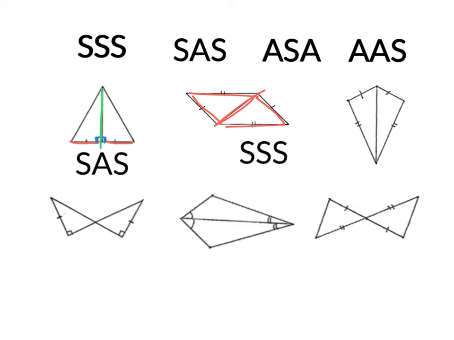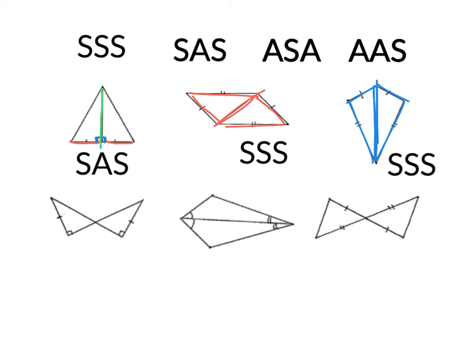In the third diagram, we're given that this pair of sides are equal to each other, and this pair of sides is congruent to each other as well. And since they share this side in the middle, that side is the same length in both triangles as well. So once again, we're given side, side, side.